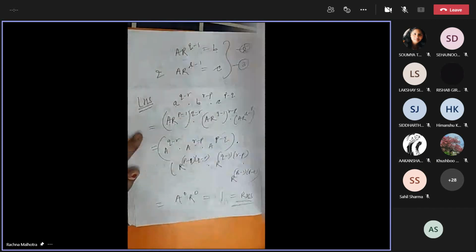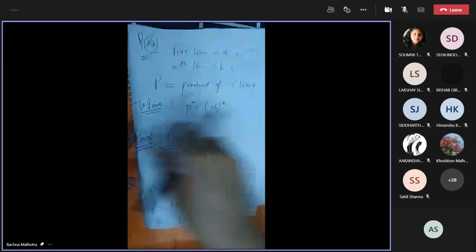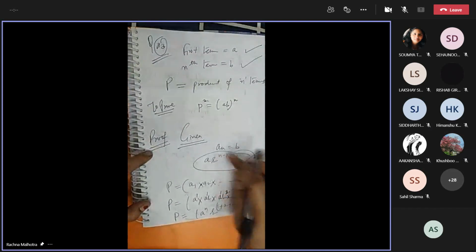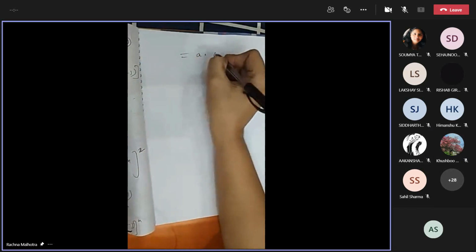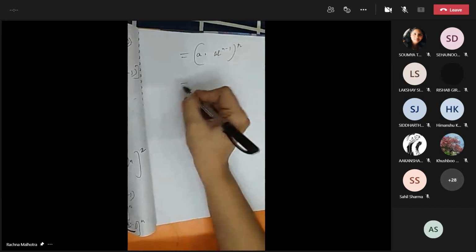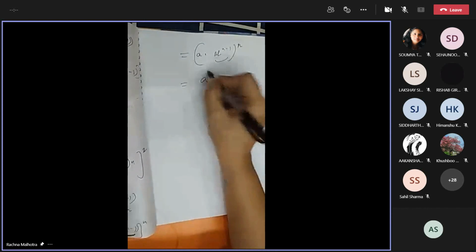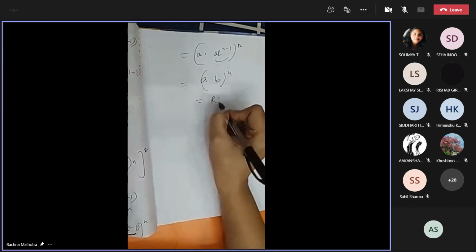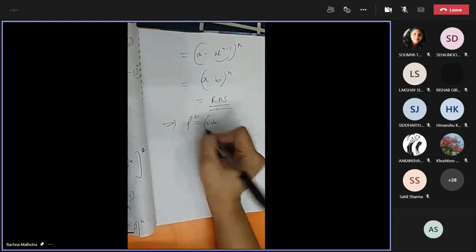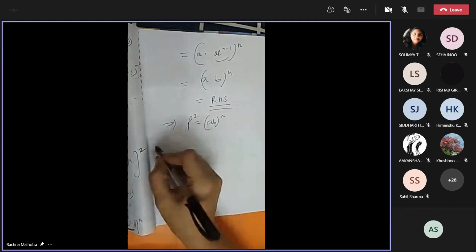A R to the power n minus 1 is the nth term, and it was B. A R to the power n minus 1, that is B. So I can use here B, and this is the right hand side that we want to prove. So this implies P square is (AB) whole power n, hence proved.